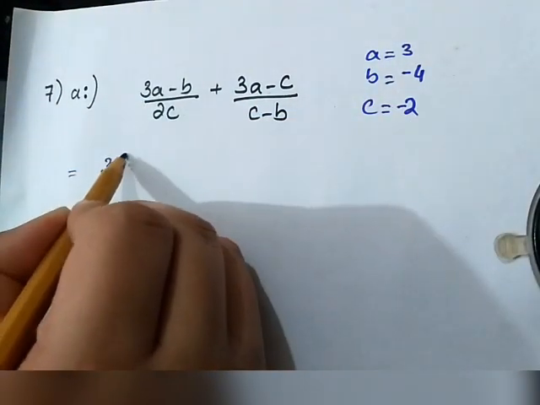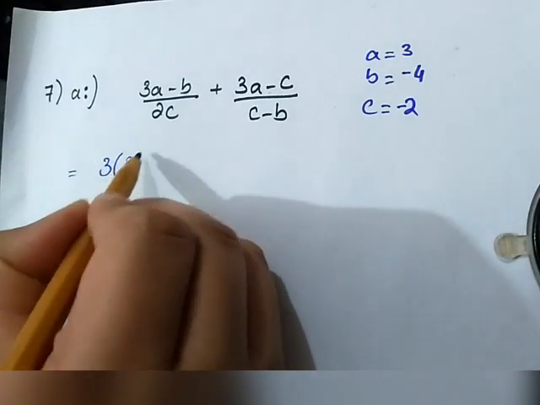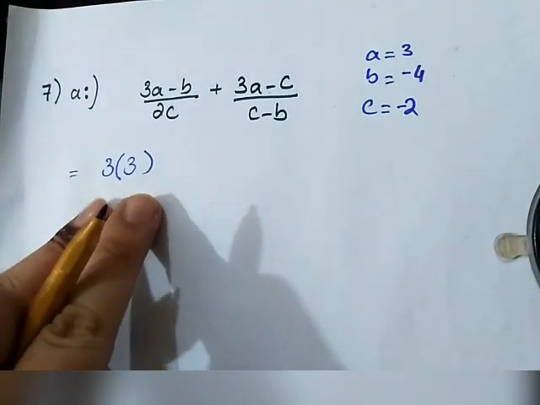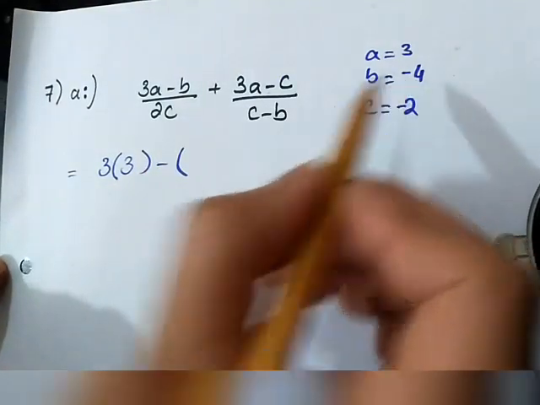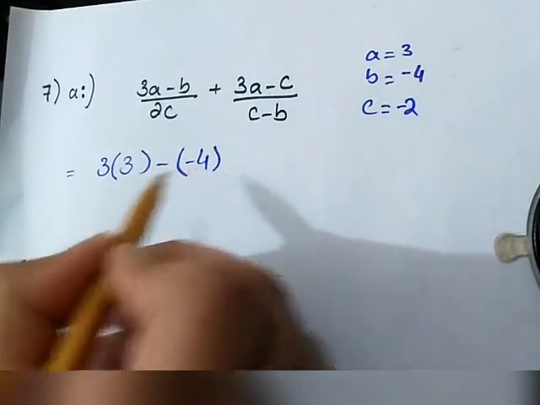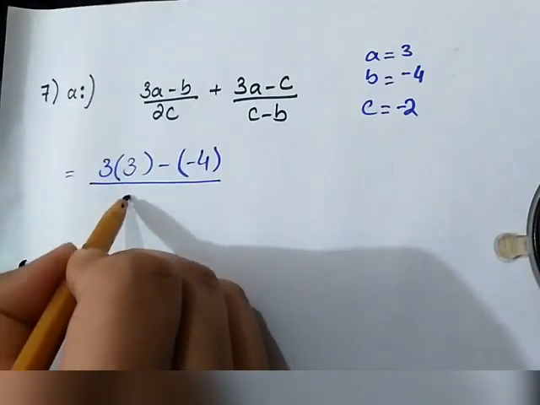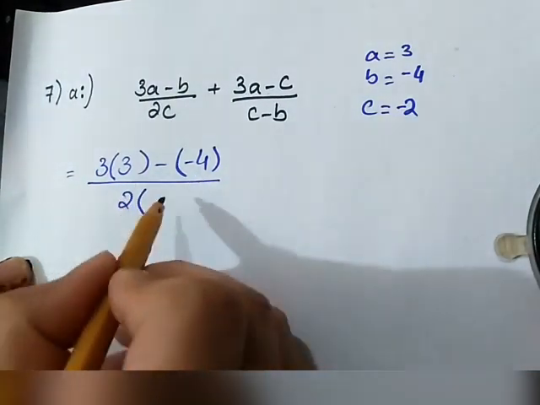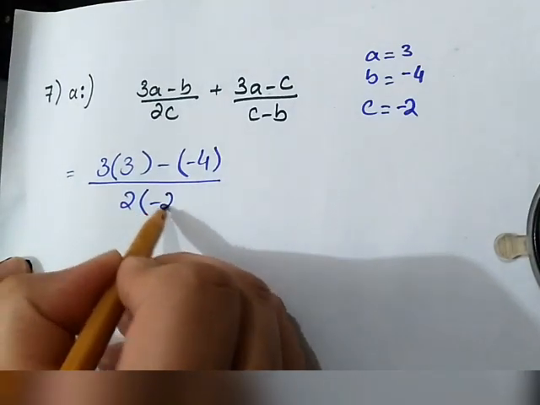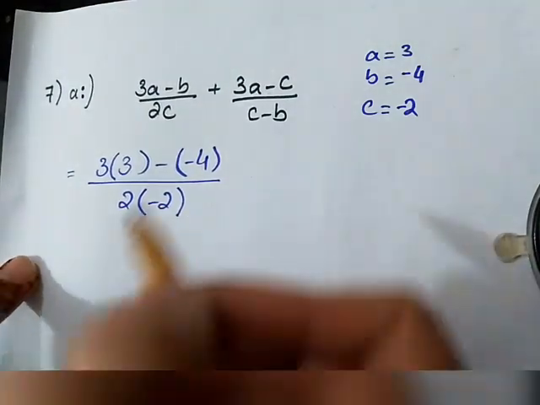A, here 3a and the value of a is 3. So always, before putting the values, you must place the bracket sign. Then minus b, again the value of b is -4. Divided by 2c. What is the value of c? -2. Before putting the value, put the bracket sign here, -2, and close the bracket.